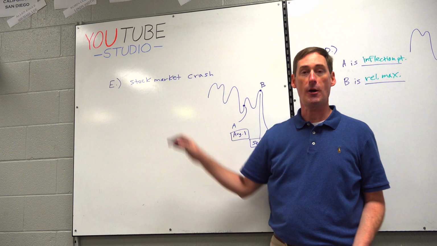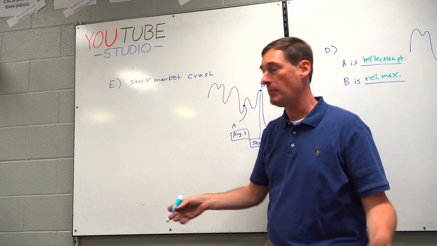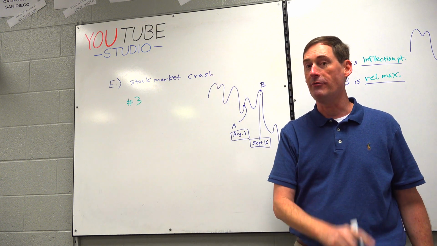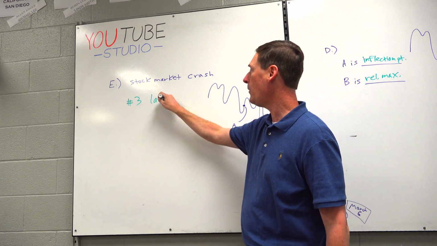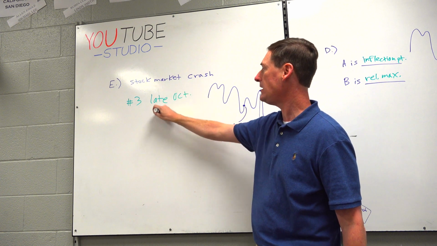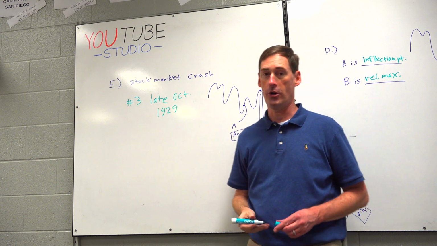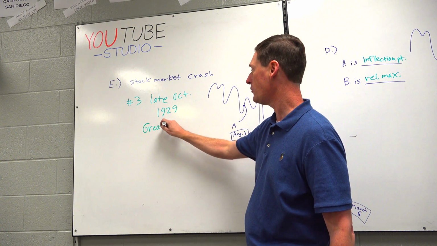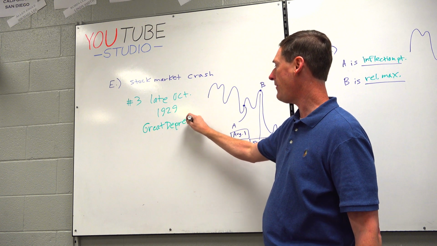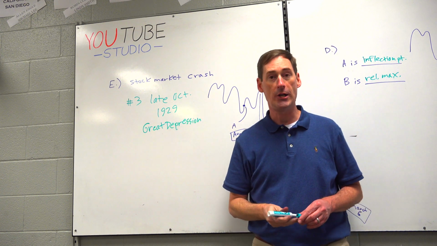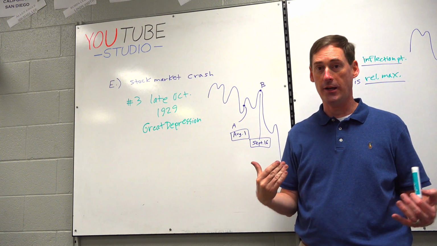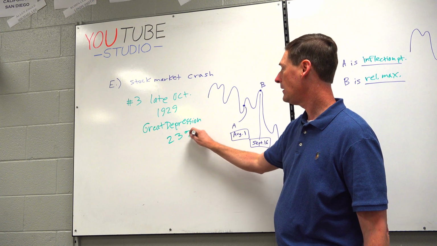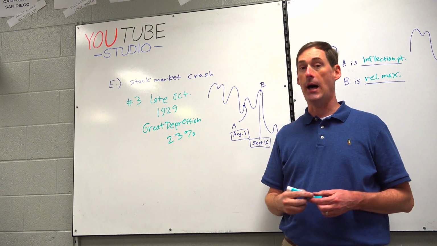So, worst stock market crashes. Okay, first of all, honorable mention. Third worst ever, late October of 1929. Does everybody know what happened in late October of 1929? I'm sure you've all heard of the Great Depression. And this is what started it right here. This is one of the major contributing factors. People lost their life savings in the stock market. What was the drop? The drop was actually a 23% drop in the stock market, which is horrible. Okay, that's a lot of money lost.